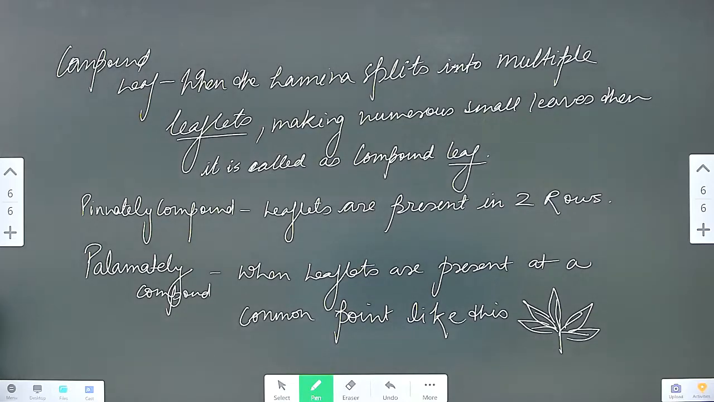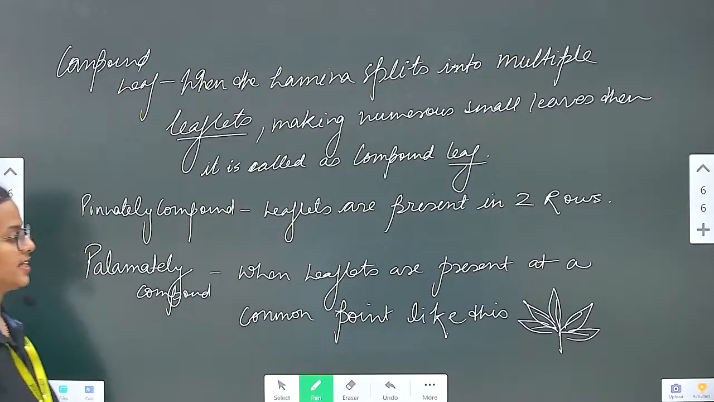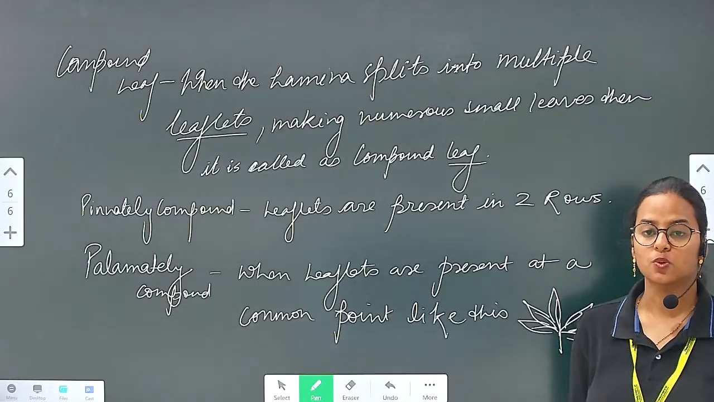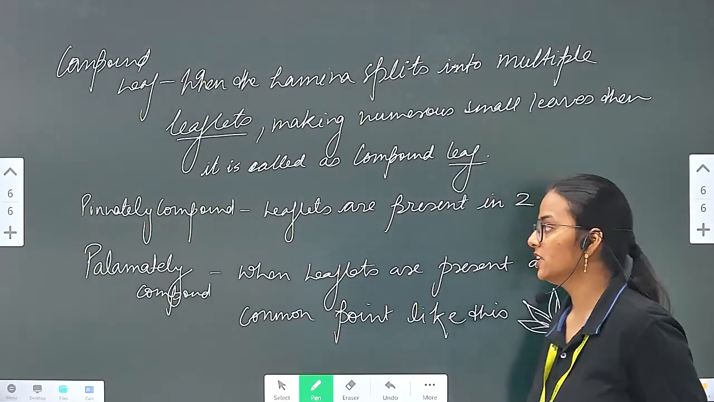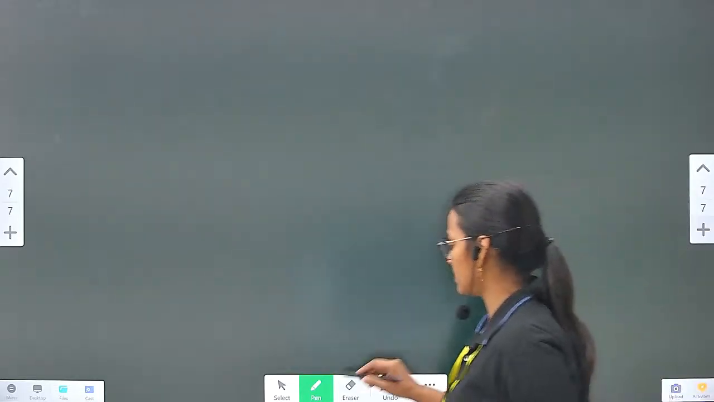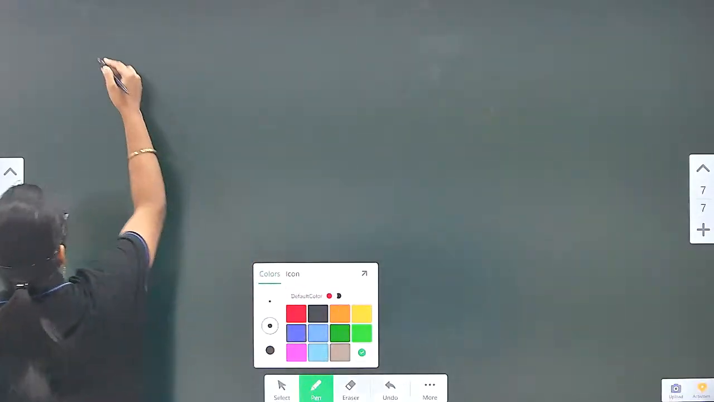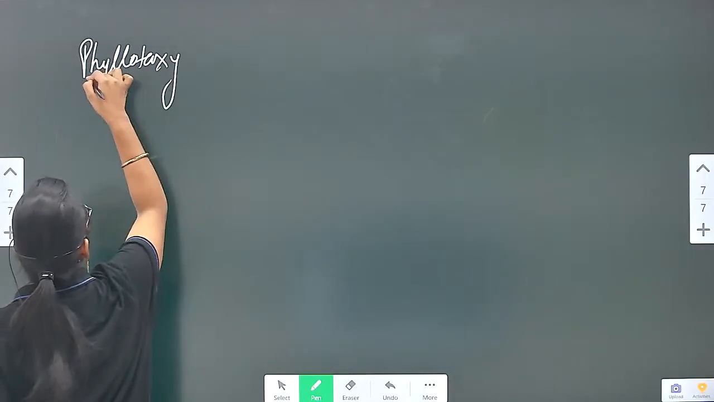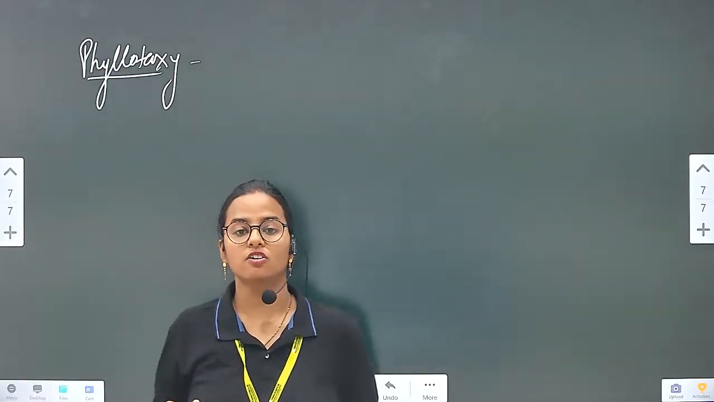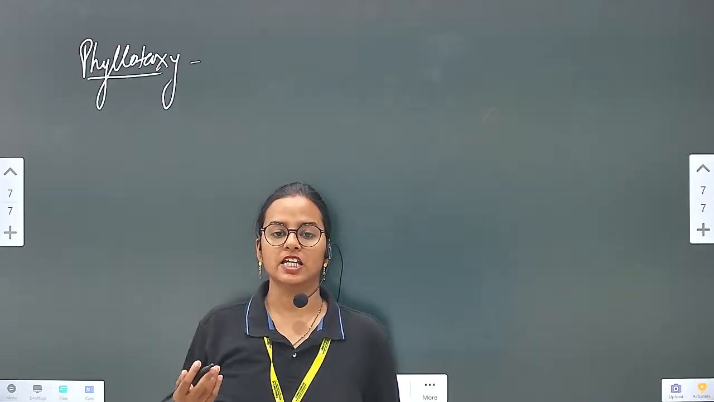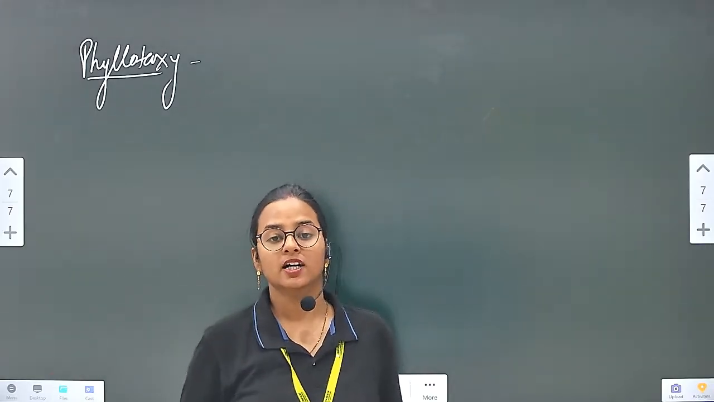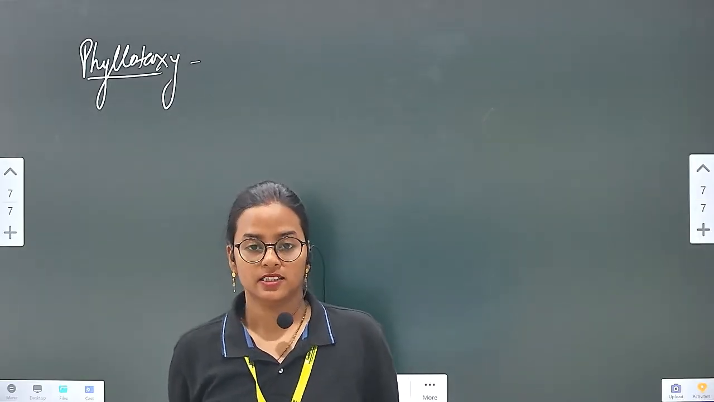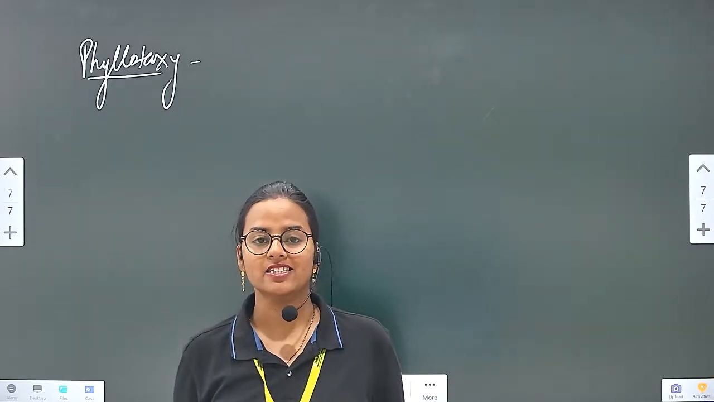Alright. Now we are left with the arrangement of leaves on the axis. That is what? Phyllotaxy. How do we define phyllotaxy? Write down. Phyllotaxy is simply the pattern or the arrangement of leaves on the stem, or the arrangement of leaves on the axis of the leaf bearing structure.